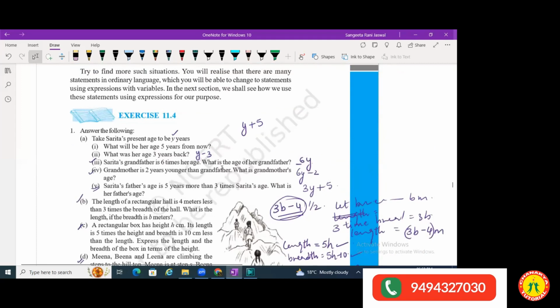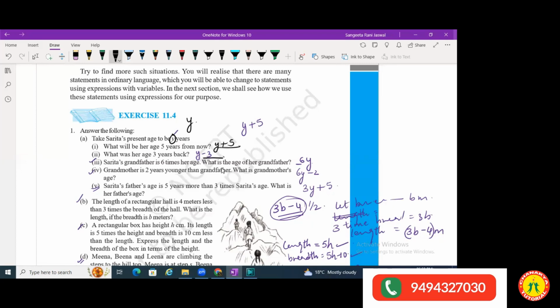Now let's see this. Take Sarita's age to be y years. What will be her age 5 years from now? 5 years from now is the future, so in the future, after 5 years, her age will be y plus 5. What was her age 3 years back? That is in the past: y minus 3.